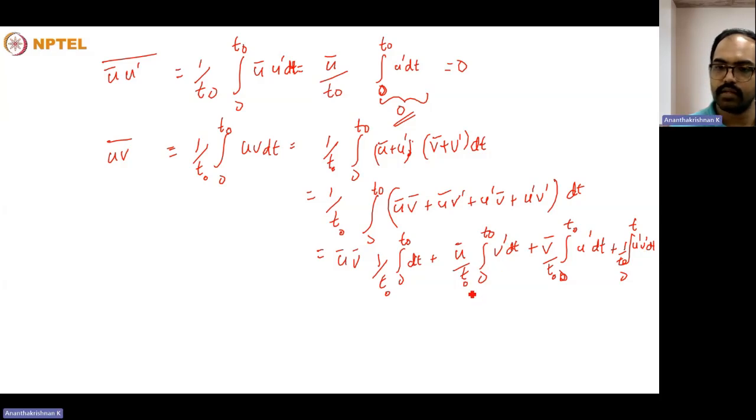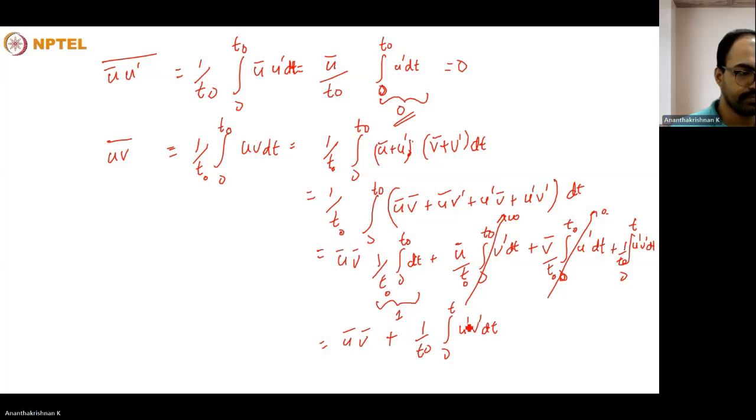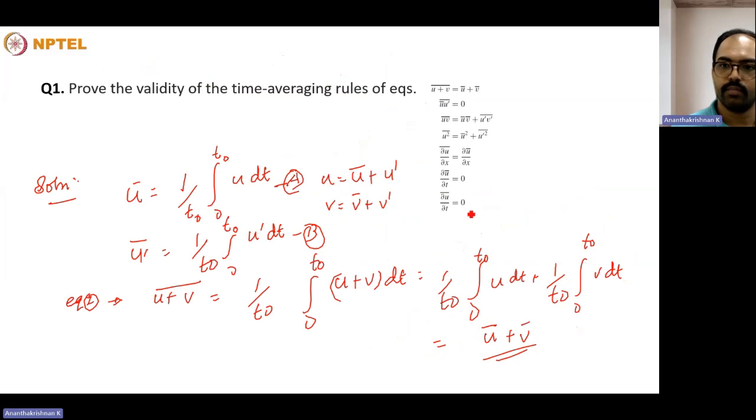So as you could see, the second term will be equal to 0. The third term will be equal to 0 because the time averaging of the fluctuation term is equal to 0. And this integral will be equal to 1. So we get u bar v bar plus 1 by t0 integral of 0 to t0 u dash v dash dt. So this is the averaging. This will be basically the averaging of u dash into v dash. That will be u bar v bar plus the average of u dash v dash. So that completes the third identity.